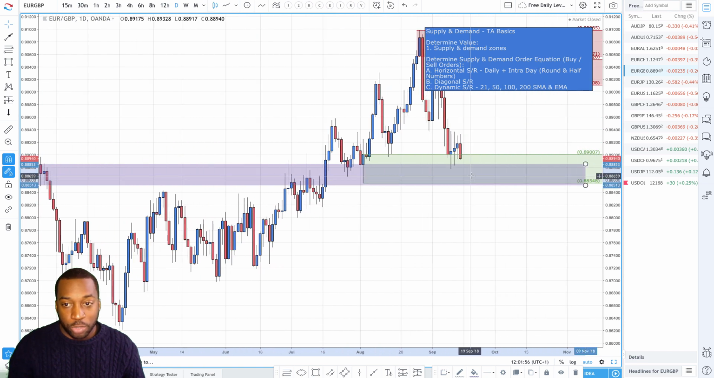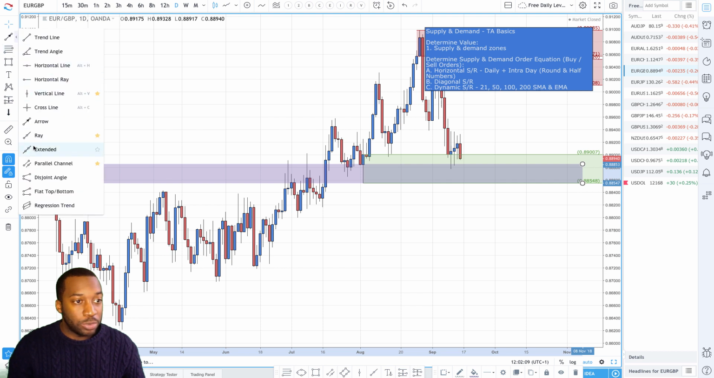It's quite a wide zone between this 0.89 level and maybe 0.86, but it's within this demand zone anyway. So this is where you might want to be looking to potentially get longs. Do we have any diagonal? I think we do.